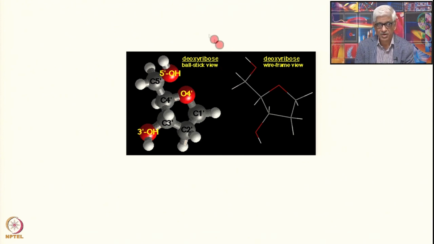So H5 prime and H5 double prime. Therefore there are a number of protons, so one can study using proton NMR what the structure of these individual nucleotides is. Okay. Now what are the bases?